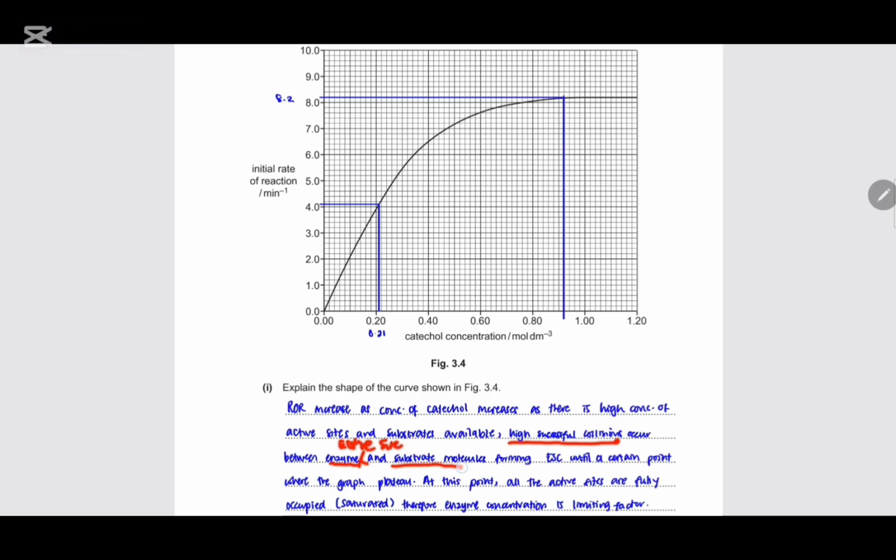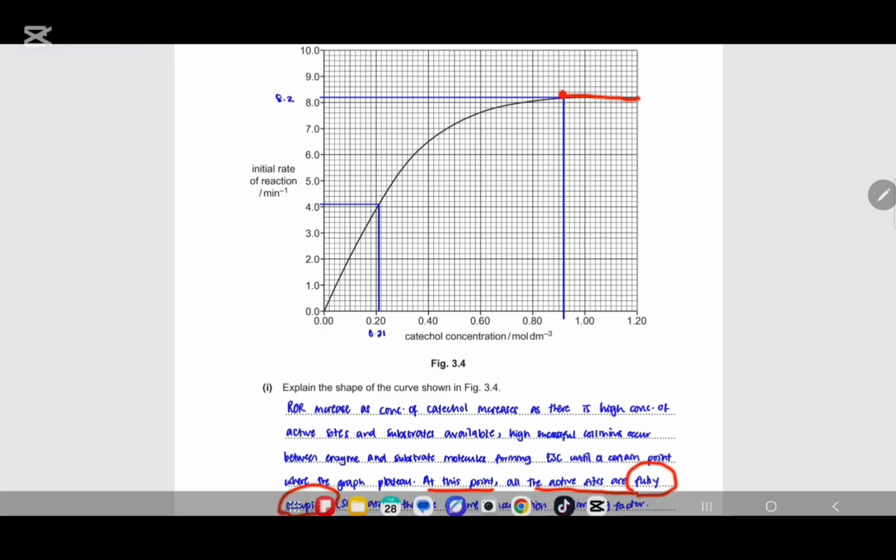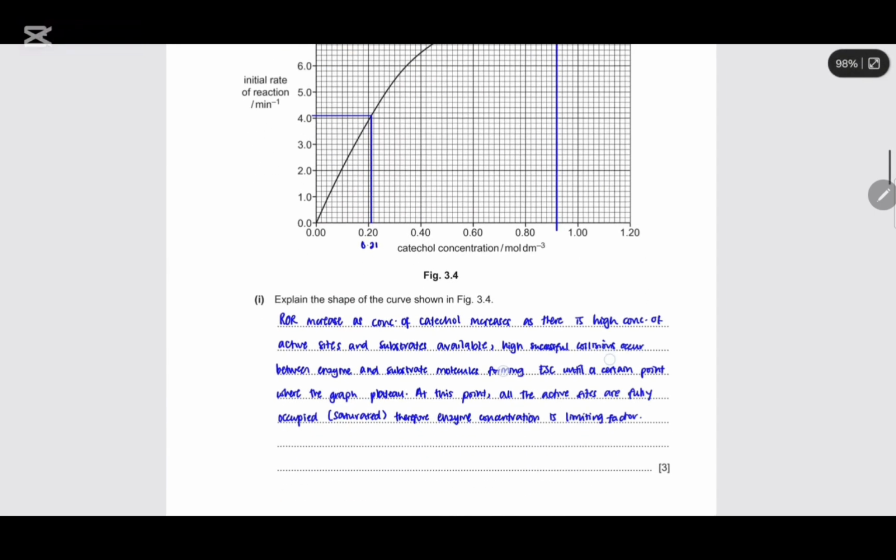Okay, and then the next key term, forming the enzyme substrate complex, ESC, until a certain point where the graph plateaus. So until a certain point meaning until this point when the graph starts to plateau. So at this point, all the active sites are fully occupied, and we can actually use the word saturated. That's actually accepted, right? Saturated.